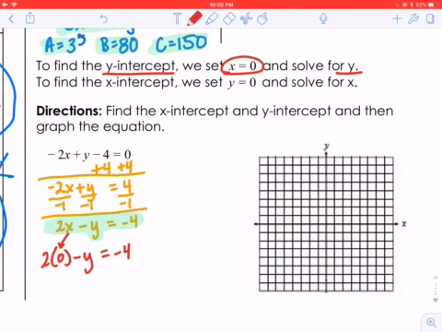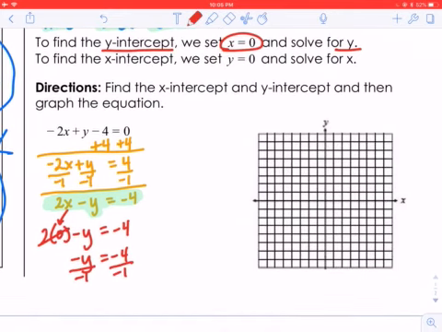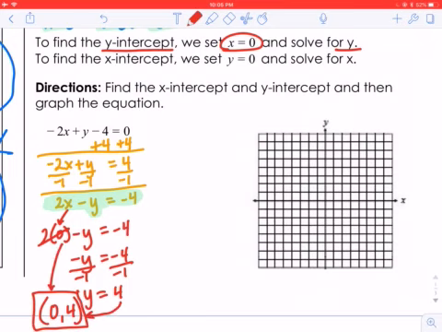2 times 0 is 0, so I don't need to write it. Negative y equals negative 4. Divide both sides by negative 1 to get rid of the negative. And I'm going to have y equals 4. And remember we said that x was 0, so I would say that this is 0, comma 4, where my x is 0 and my y is 4. So I can plot that first point on my graph. That would be 0, comma 4. You're right up here. Right?